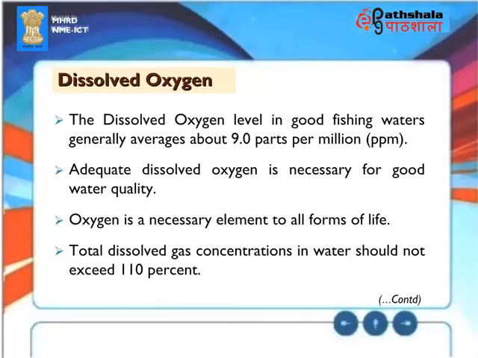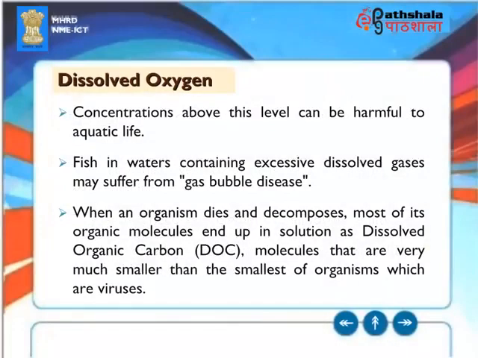Adequate dissolved oxygen is necessary for good water quality. Oxygen is a necessary element to all forms of life. Total dissolved gas concentrations in water should not exceed 110%. Concentrations above this level can be harmful to aquatic life. Fish in waters containing excessive dissolved gases may suffer from gas bubble disease.